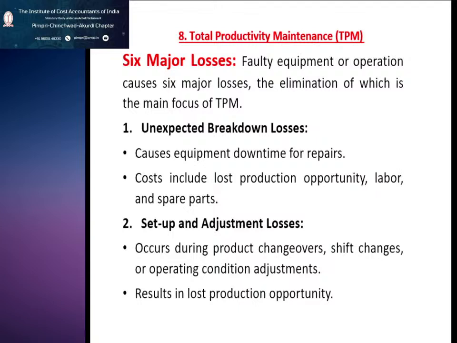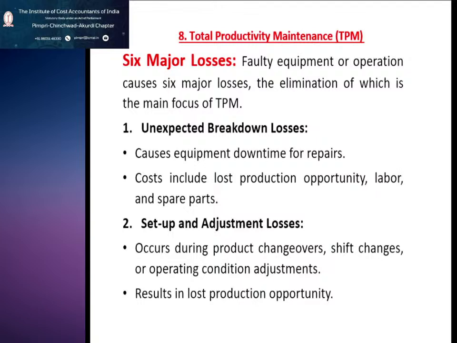So unexpected breakdown used to cause a lot of loss because that kind of personnel has to be available round the clock to fix the unexpected breakdown that has happened. So he has to be trained well enough and be made available at any point in time. Now, another kind of loss that is there is the setup and adjustment loss.